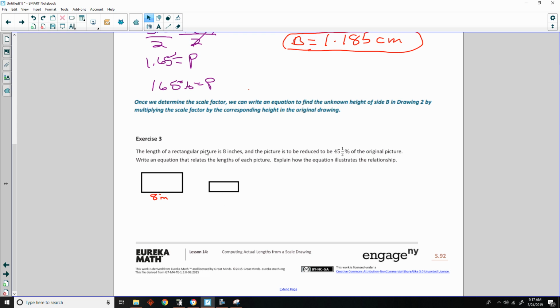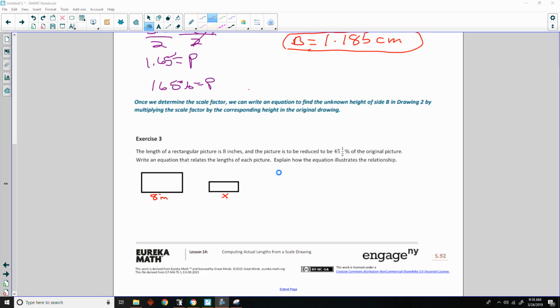So this doesn't look like it's to scale. I'm not going to do it accurately, but you get the idea. We're doing a smaller one. This should be half the distance of this, or less actually, because 50% would be 4. So this is going to be less than 4, knowing that it's 45.5% of the original picture. Write an equation that relates the lengths of each picture. So I'm trying to find this, the length of the scale.